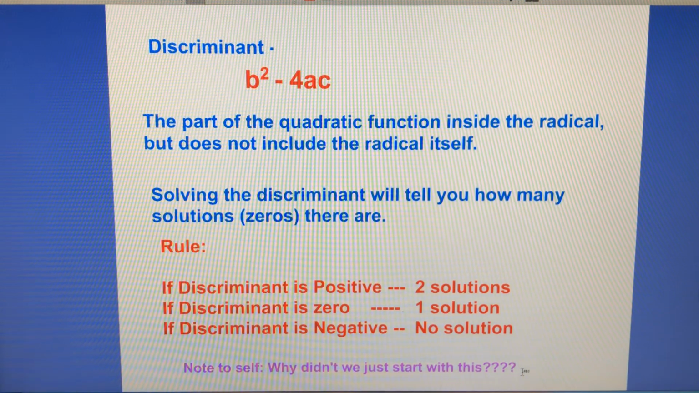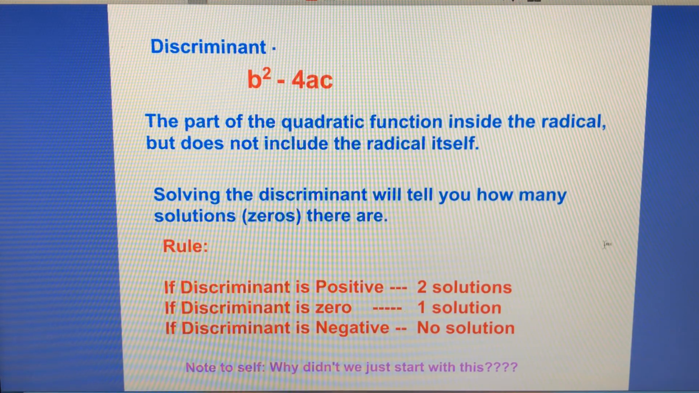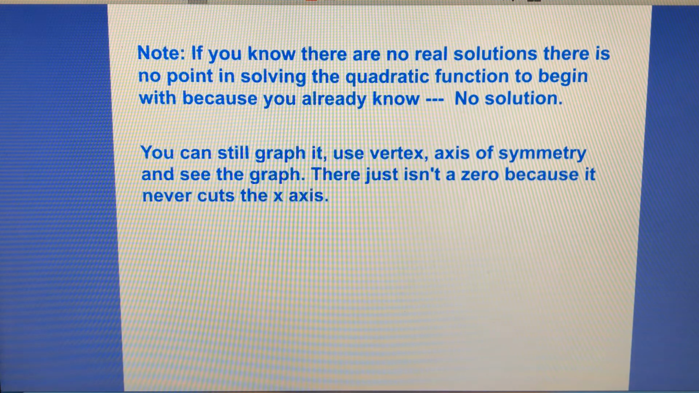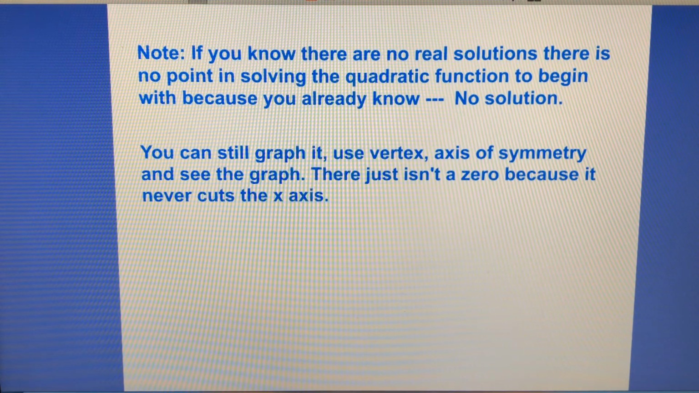Now the shortcut is nice, but this discriminant is really cool because now it tells you whether or not to even solve the problem. If you know that there is no real solution, there is no point in solving the quadratic function to begin with because you already know there's no solution. You can still graph it if you want, use the vertex, axis of symmetry, see the graph, but there isn't a zero because it never cuts the x-axis.